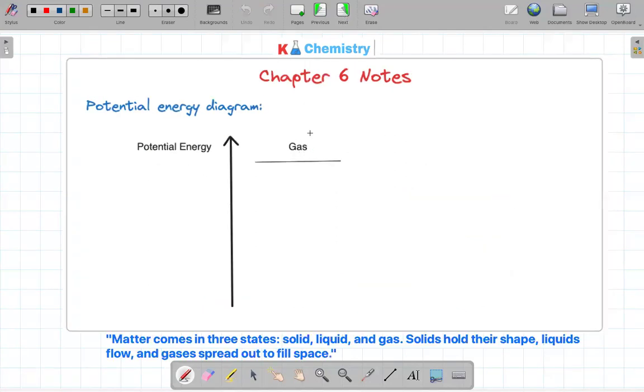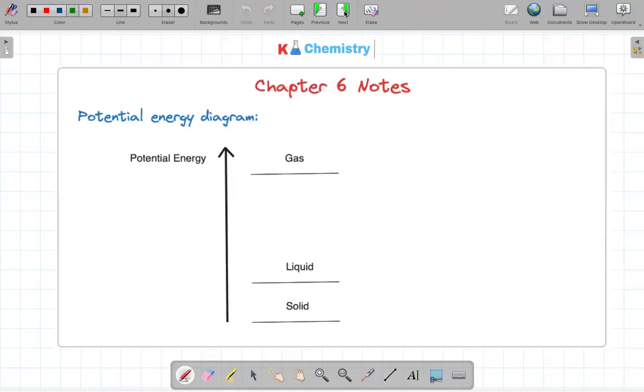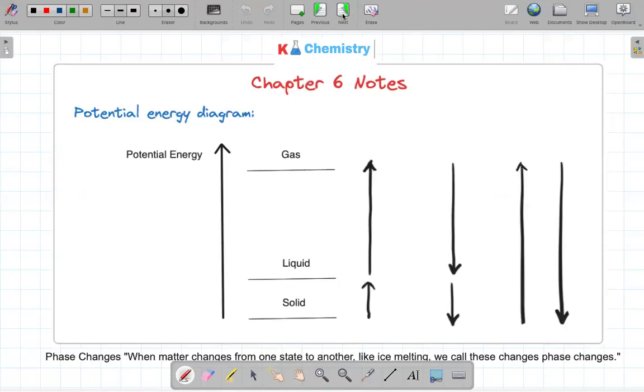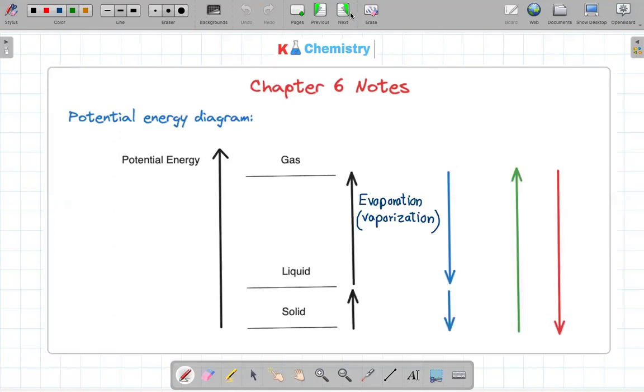The gas has the highest potential energy in its particles. The liquid is lower and the solid is much lower. And we see the phase changes from one physical state to another. In these physical changes, there are changes in energy also of the particles. The potential energy either decreases or increases. So energy is either released or absorbed.